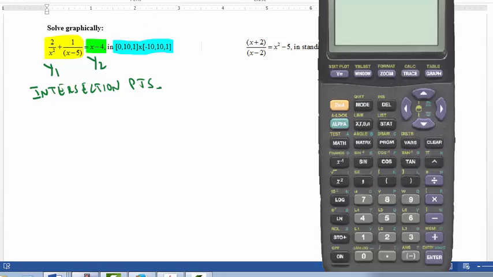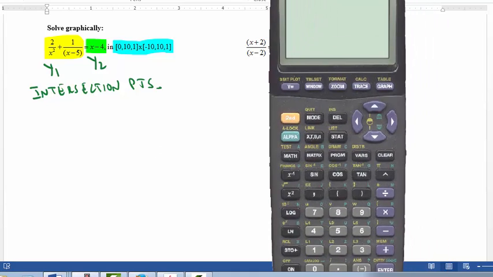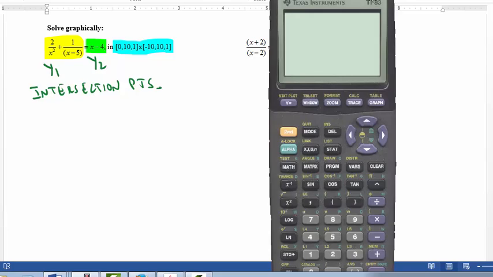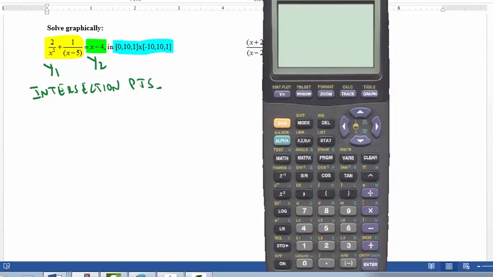So what you would do with this first one is you just go into the calculator and you'd say, okay, let's go to y1 and make it 2 divided by x squared plus 1 divided by parenthesis x minus 5. And I even gave you the parentheses so that you wouldn't mess it up. So that's your y1. And then your y2 is just going to be x minus 4, right? And I give you that window.